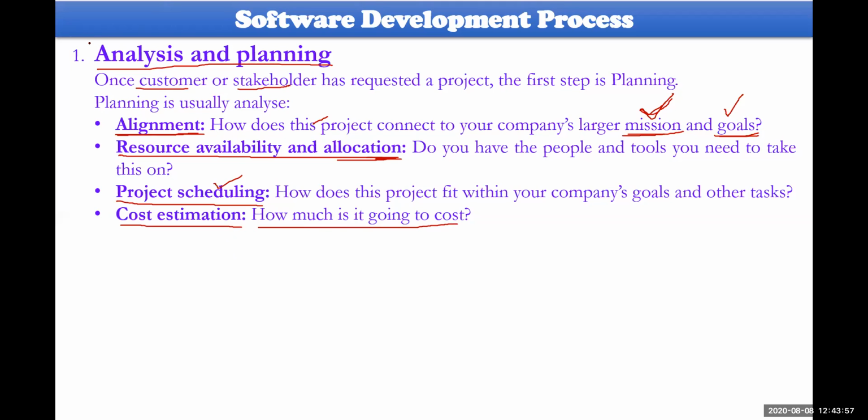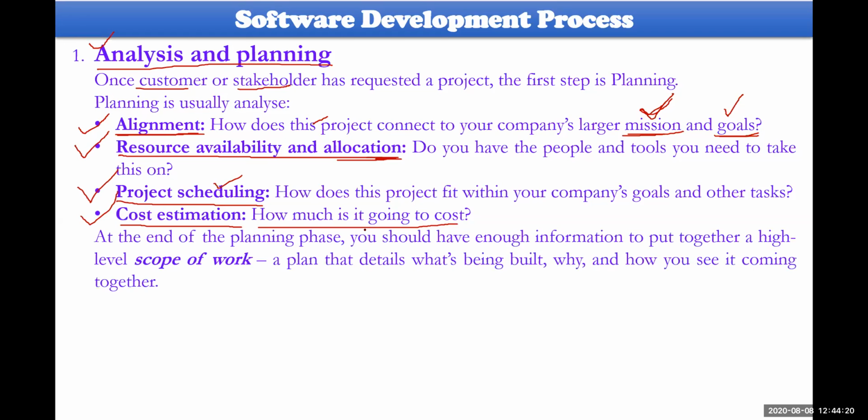So the analysis and planning will discuss whether this can be aligned with your mission and goals, whether resources will be available properly or not, how many days it could take to complete the process, and what the cost estimation is. How much money will be incurred for developing this particular project? Everything will be taken into consideration. After analyzing everything, you have to write one particular document. The document is called the scope of work.